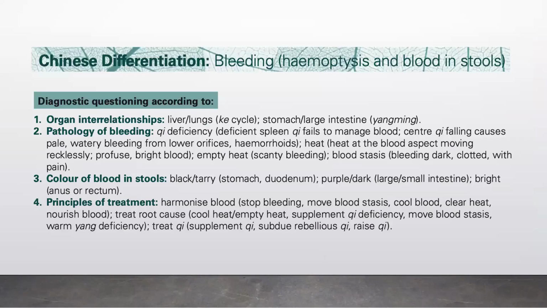So here we harmonize the blood, and this includes stopping bleeding, moving blood stasis, cooling blood, clearing heat, and nourishing blood. And next, we treat the root cause. We cool heat for the empty patterns, supplement Qi in deficiency, move blood in stasis, and warm the yang in yang deficiency. We treat Qi. In Qi deficiency, we supplement Qi, subdue rebellious Qi, or raise Qi in Qi sinking.